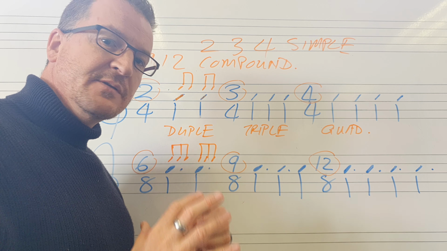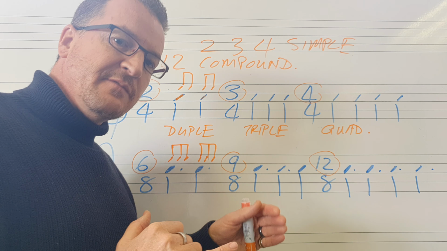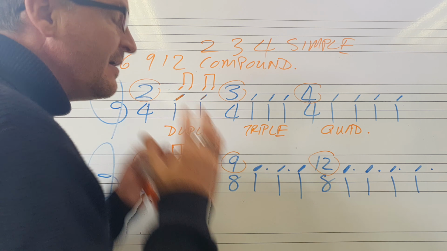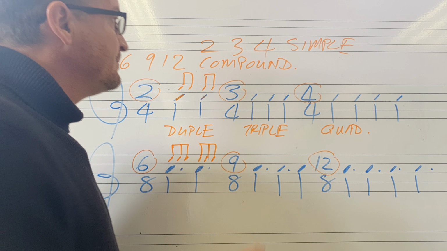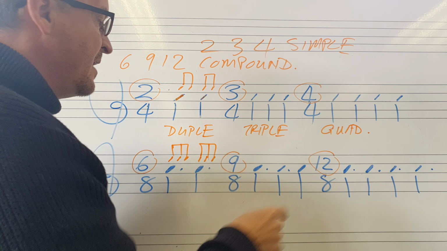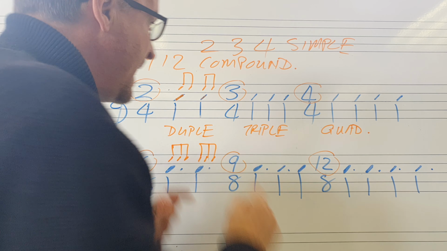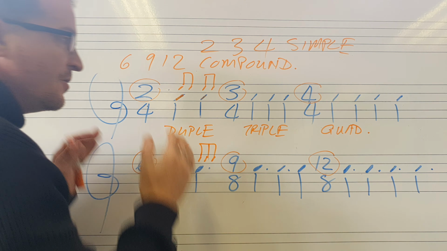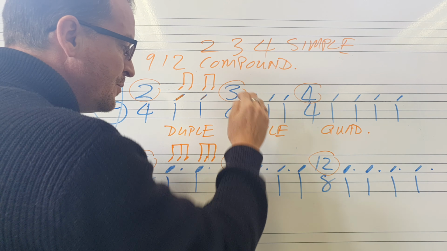Okay, so just to recap on this video, and there will be another video to follow, you have to be able to define the time signature. So important. That's the first one. So on the top, simple 2, 3, 4, compound 6, 9, 12. Then you have to be able to define it as duple, triple, or quadruple. And then see in your mind the most common ones. 2-4 becomes 6-8. 3-4 becomes 9-8. And 4-4 becomes 12-8.